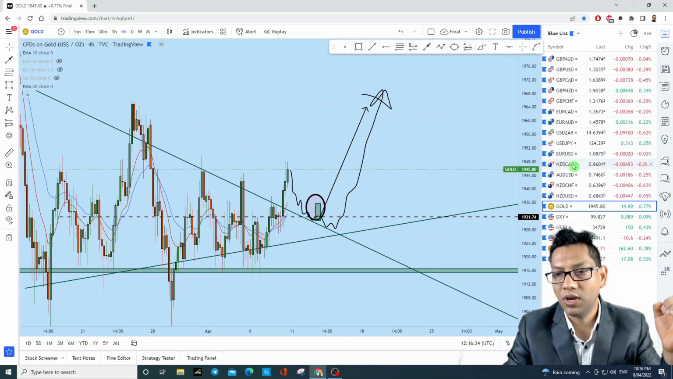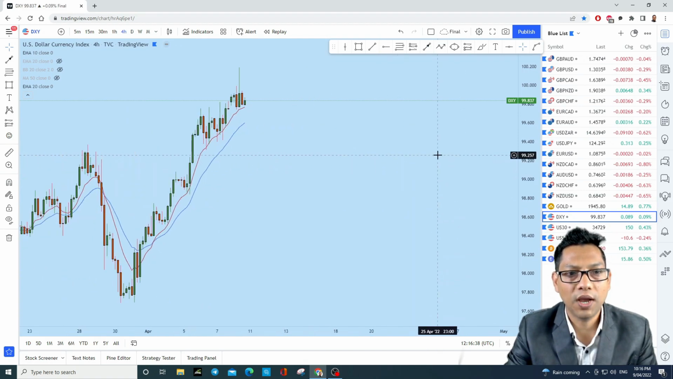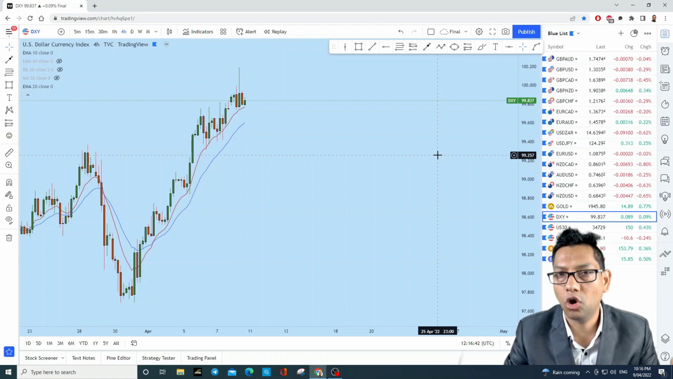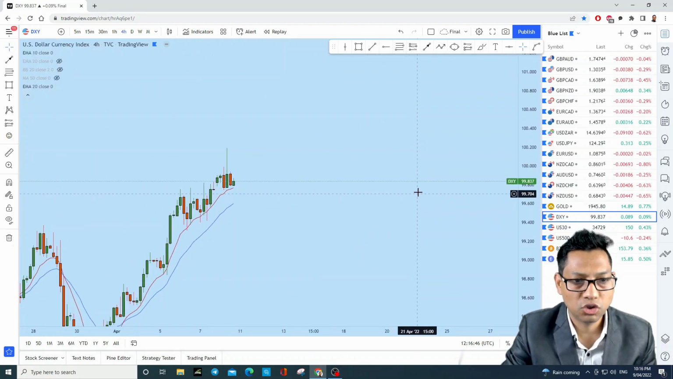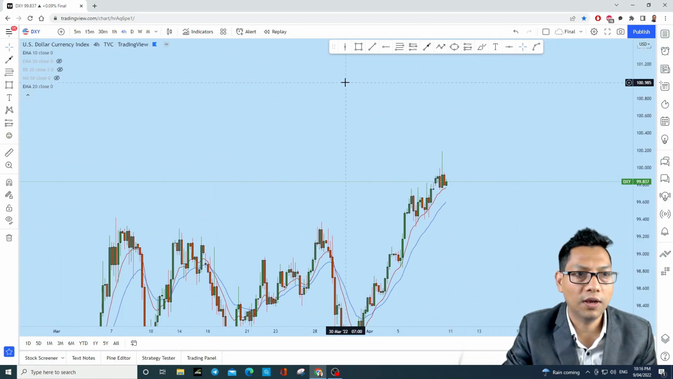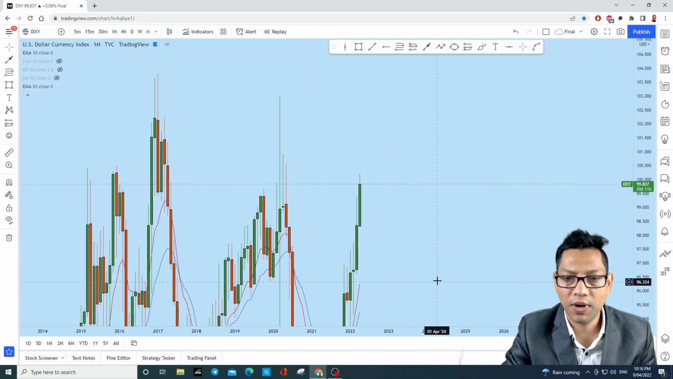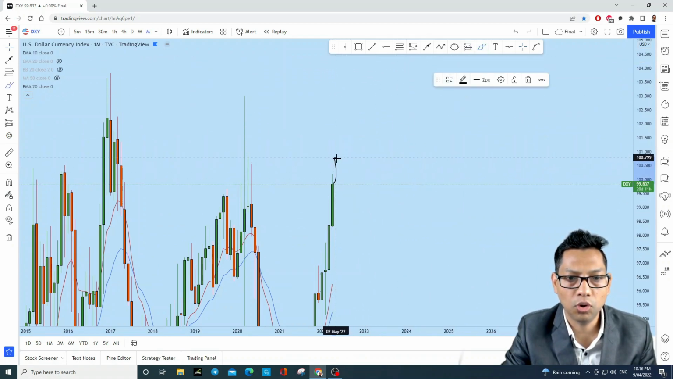So let's see, next is DXY. Now DXY is just a mirror of what we saw in GBPUSD, EURUSD, NZDUSD. So USD is getting stronger. As you see on DXY, first of all, let's see monthly. This is the bullish market. It's very strongly bullish, and I think that DXY will continue to rise.